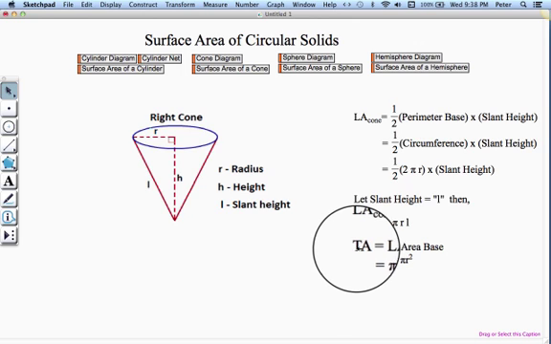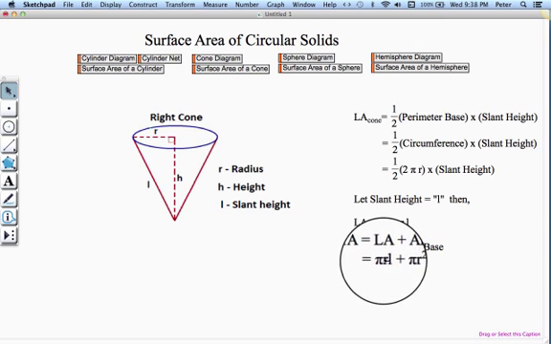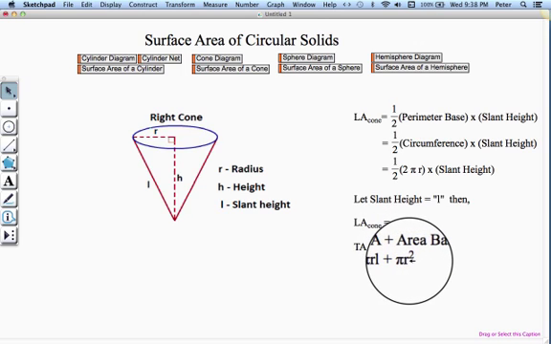The total area is just the lateral area plus the area of the base, which is pi r L plus pi r squared. Okay, take a minute, pause the video, make sure these are in your notes next to your formulas for pyramids.